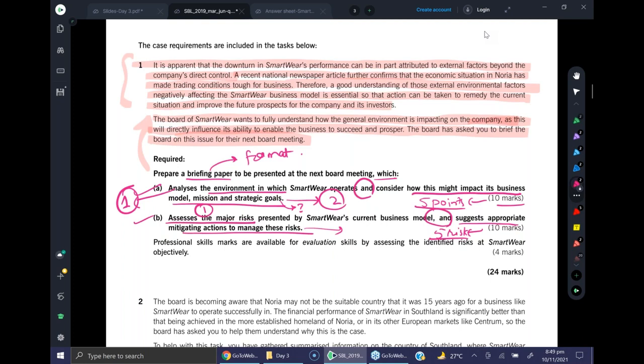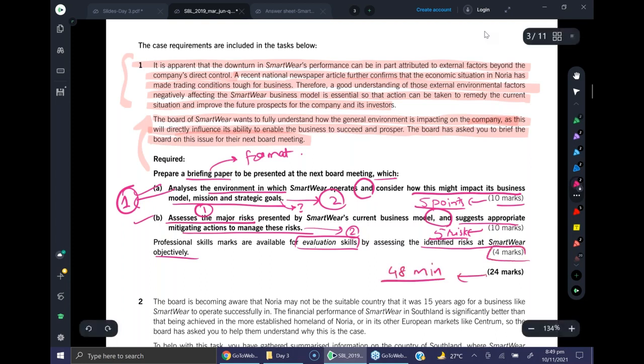So both requirements A and B have 2 parts in them. Professional skills marks are available for evaluation skill by assessing the identified risks at Smartwear objectively. So if you can specifically highlight the risks which are the major risks of Smartwear, and at the same time if the mitigating actions you suggest are according to the situation of Smartwear, and if they're practical, you will get these 4 marks as well. So for 24 marks, you have 48 minutes to write your answer, just like we discussed yesterday.